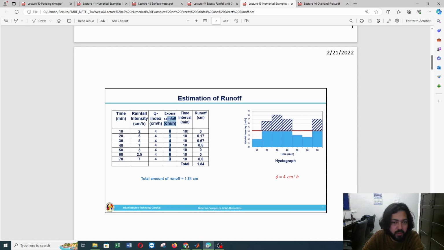So how can we do that? We can divide 10 by 60. So we can multiply 1 into 10 divided by 60, it will give us the value of runoff for that time period, right? Then again 4 multiplied by 10 divided by 60 will give us the value of runoff, and at the end we need to calculate the total runoff at the outlet of the catchment. So all we need to do is take the summation of the last column of runoff. So the total amount of runoff is 1.84 centimeter.